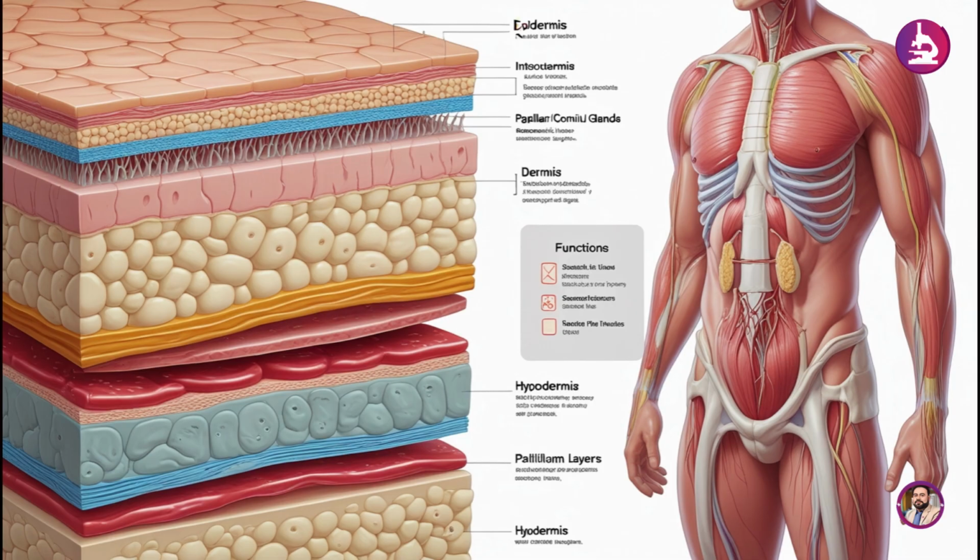Key components. 1. Skin, cutaneous membrane. 2. Hair and hair follicles. 3. Nails, keratinized plates. 4. Exocrine glands, sweat, sebaceous, and ceruminous glands.